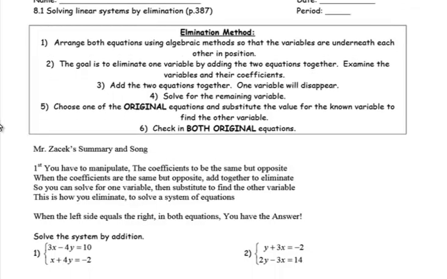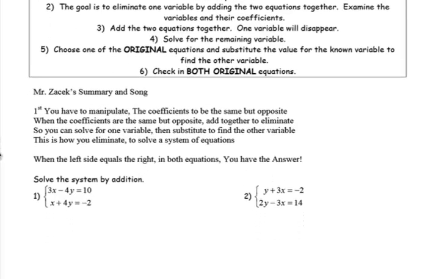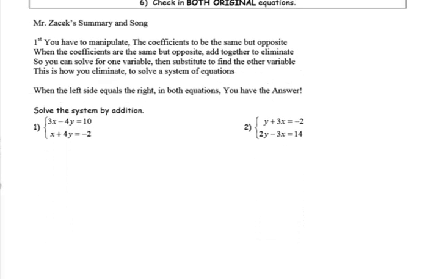And we have a process here, but let's just get into our mind what we're talking about when we have a linear system. We've got two equations with two variables, which is what you see right here. So we've got two equations and two variables, and we need some kind of method.